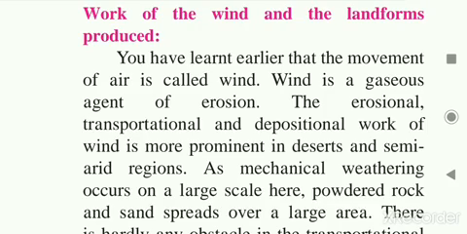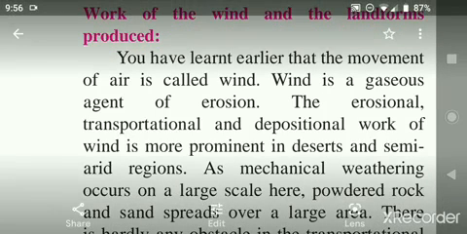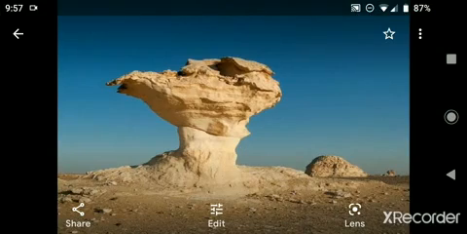And sand particles also get transported along with the wind, and they are carried over a longer distance and get deposited where the speed of the wind is reduced. See, in this way different landforms are formed. So first we will start with the erosional work of wind.